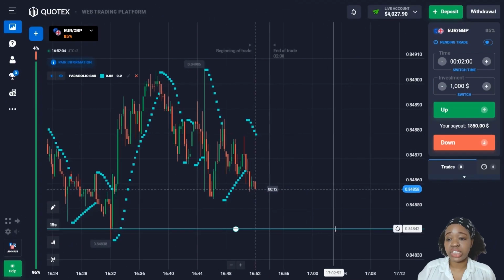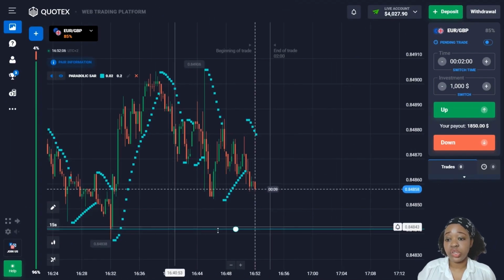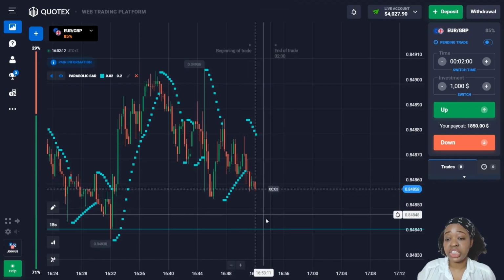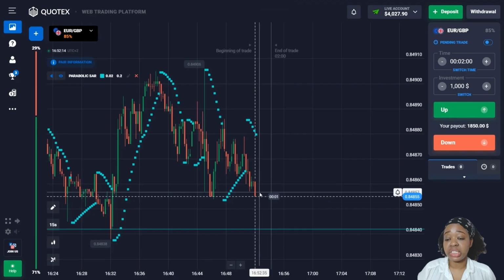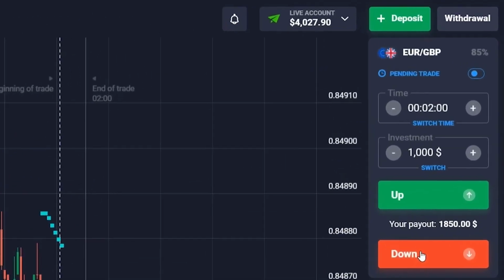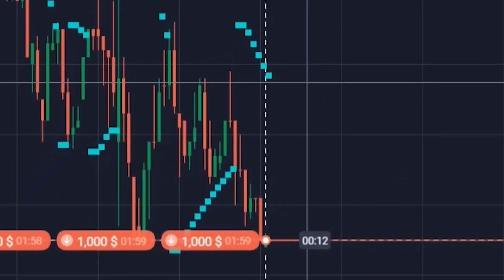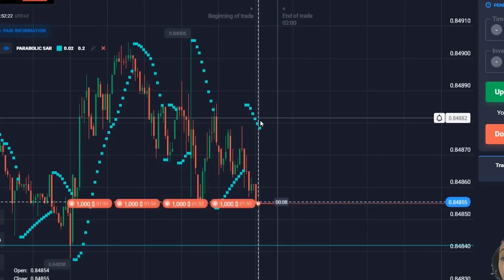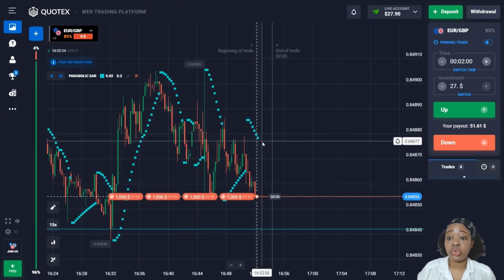So below here, you can see we have the support level. Also, you can see that currently there is a downward movement. The price is approaching our level. So I'm suggesting in this situation to open a trade for 2 minutes with a reserve to go down in the downtrend. At the same time, you can see that the points are formed above the graph, which means that in the near future, the movement is expected to go down.